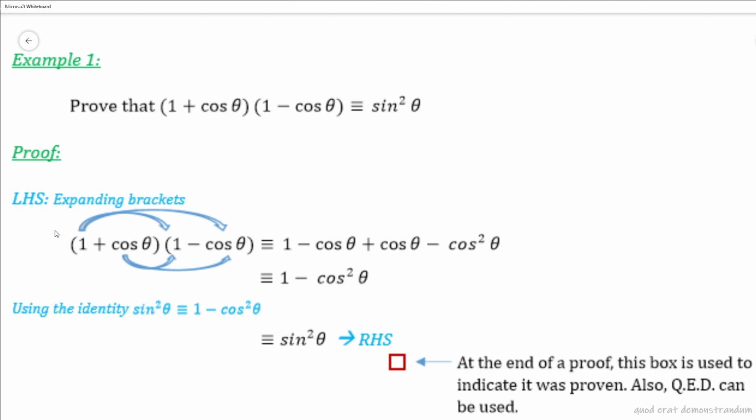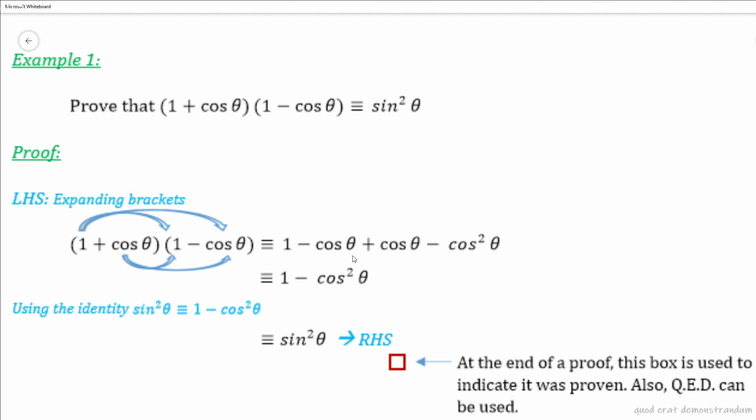So if we look at the left hand side, which is (1 plus cos theta)(1 minus cos theta), and we expand the brackets, 1 multiplied by 1 will give us 1. When expanding brackets, each term in the first bracket must be multiplied by each term in the second bracket. So 1 multiplied by 1 gives us 1. 1 multiplied by minus cos theta will give us minus cos theta. Then the cos theta has been multiplied by these two, so cos theta by 1 is cos theta, and then cos theta by minus cos theta is equal to minus cos squared theta.